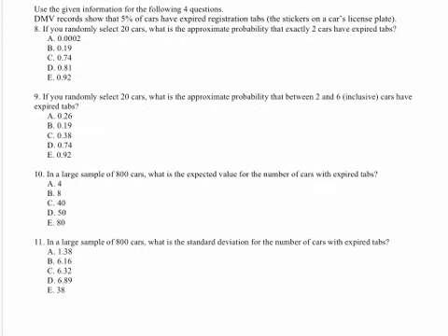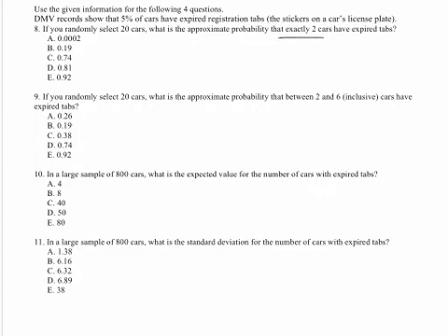Okay, so the end of our review here is these last 4, all from the same situation. The DMV records show that 5% of cars have expired registration tabs. 8, if you randomly select 20 cars, what is the approximate probability that exactly 2 cars have expired tabs?